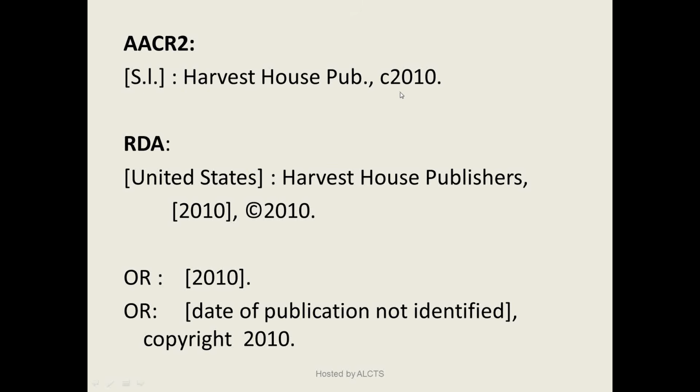And here's what we would do under ACR2. Under RDA, if you knew that Harvest House was in the United States, you could supply that in brackets, and we could assume a probable date of publication of 2010 based on the copyright date, but under the guidelines for the test, we would have included the copyright date as well. But there are a lot of options in RDA, so it actually would have been also correct just to give the assumed publication date of 2010, or to say date of publication not identified, copyright 2010. And it is a choice to use copyright spelled out or the copyright symbol.